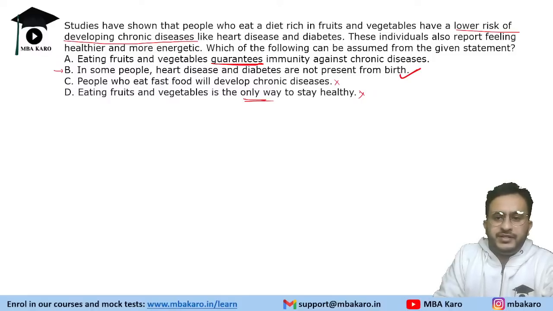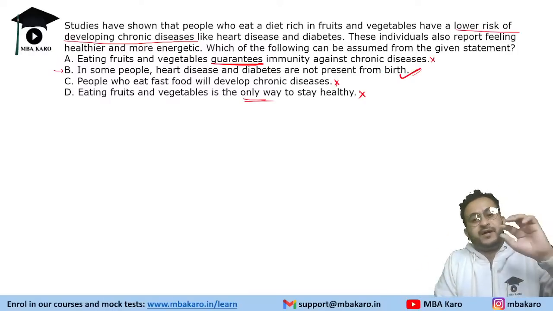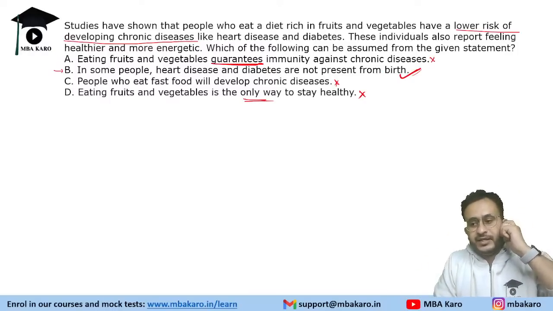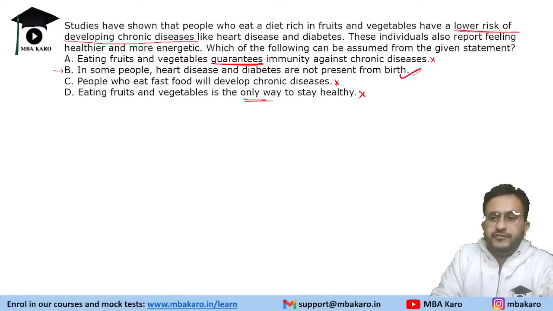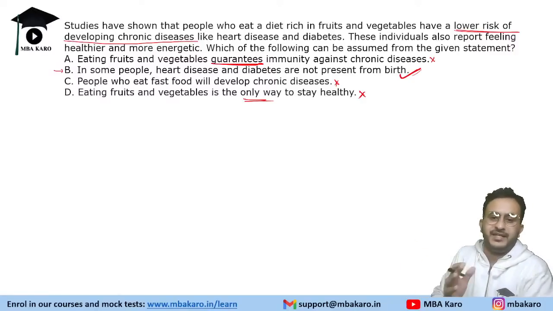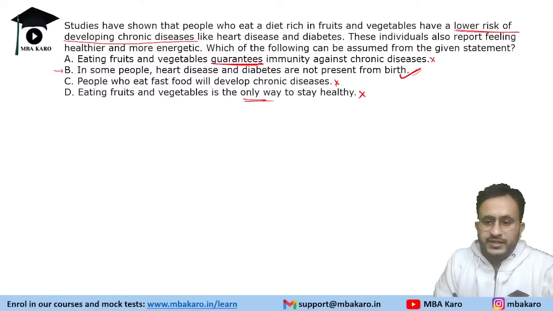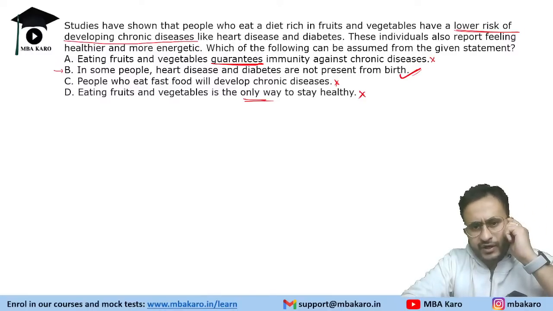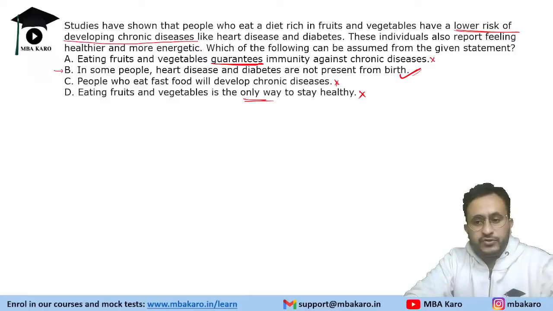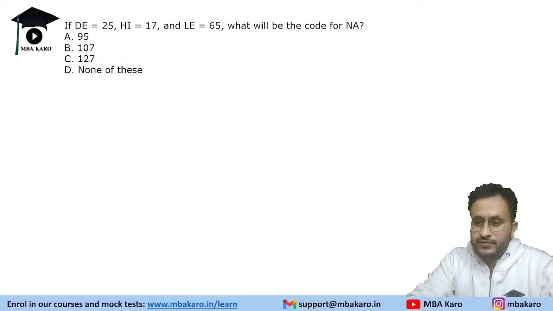See, why did we reject these? These two are extremes. This one is out of scope. So you have to put some thought here: if heart diseases are not present from birth, that means they are developing it. They have written lower risk of developing. Developing means what? It is not there already, it develops later. So that is an assumption here. Okay. All right. So in critical reasoning generally, try to avoid the extremes. Not always, but focus on the words. Okay. All right. Let's see this one.